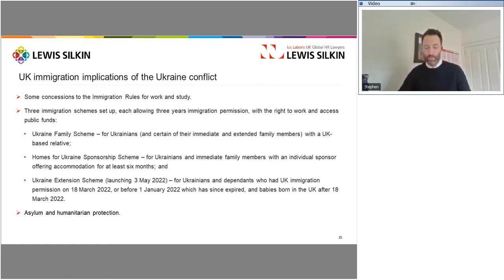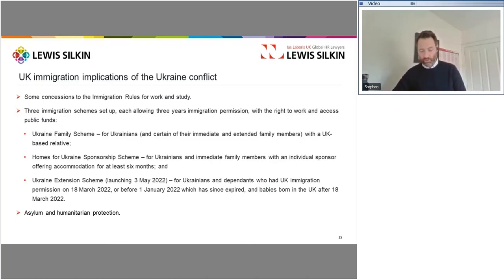And the final scheme is the Ukraine Extension Scheme, which allows the Ukraine national who is in the UK and had permission to be in the UK on the 18th of March 2022 to stay in the UK, and their partners and children can also stay under this scheme. This visa would be granted for up to 36 months, or up to a total period of 36 months under the Ukraine scheme if they're already here under another element of the scheme. The applicants could work, study and access public funds.